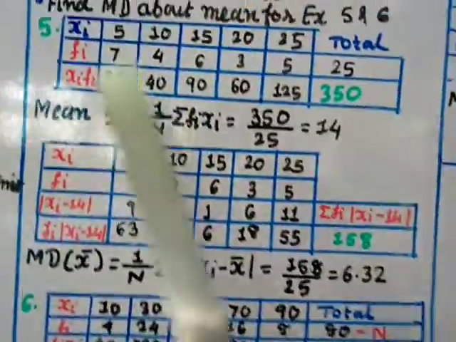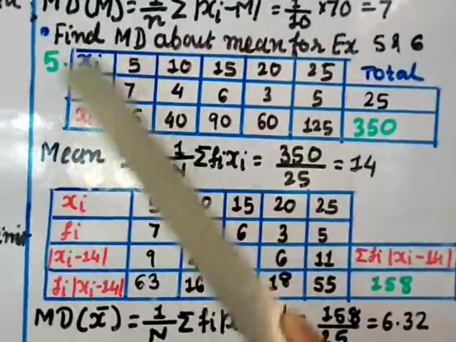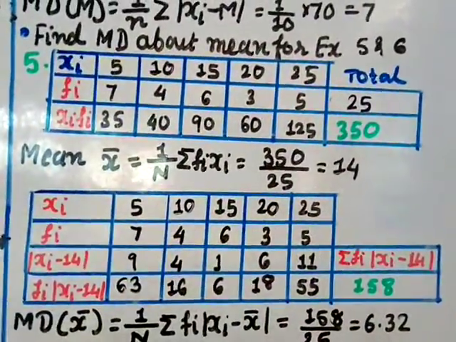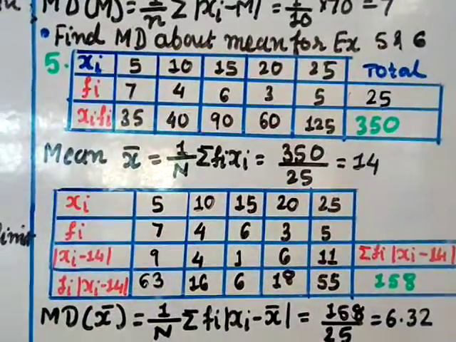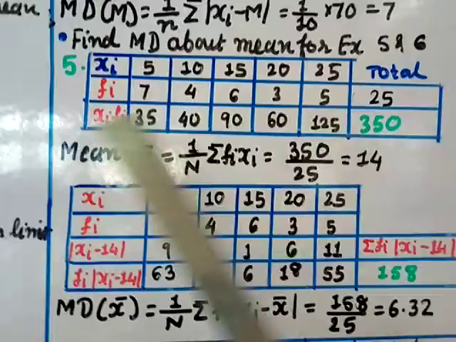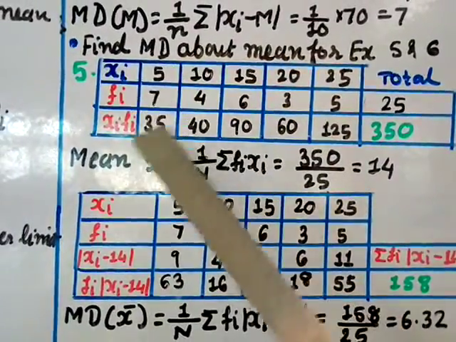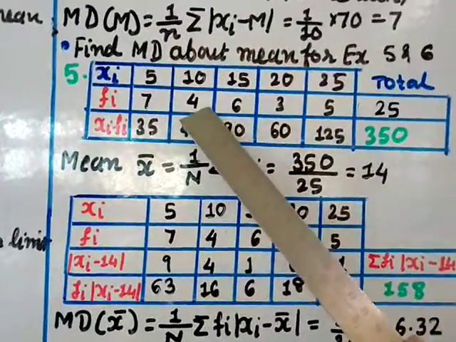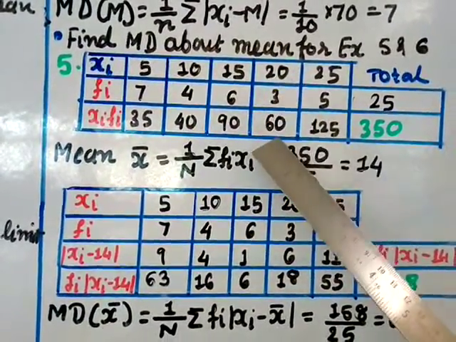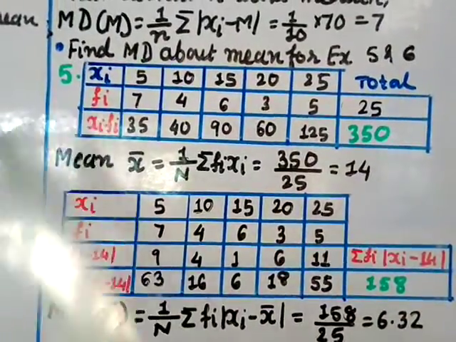Okay, so first, this table which I have drawn. I have not written the question, because the question is given in these two columns, the xi value and the fi value. I am finding xi fi because I want to find the mean. So xi fi is the third column, which you can multiply: 5 into 7 is 35, 10 into 4 is 40, 15 into 6 is 90, 20 into 3 is 60, 25 into 5 is 125.